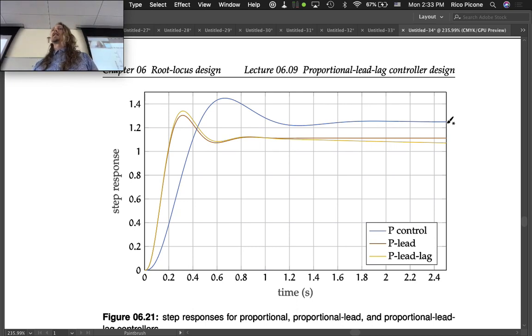But if we had done this the opposite way, and we had done our lag compensator first, and then our lead compensator, we could have made it worse when we put that lead compensator on. So it's good to recognize that the lead compensator does affect the steady state error, so it's best to do that one first. And then the lag doesn't affect transient too much. So there's that.